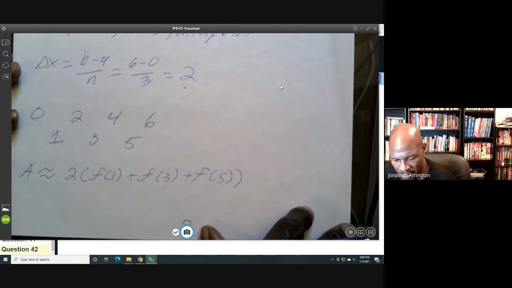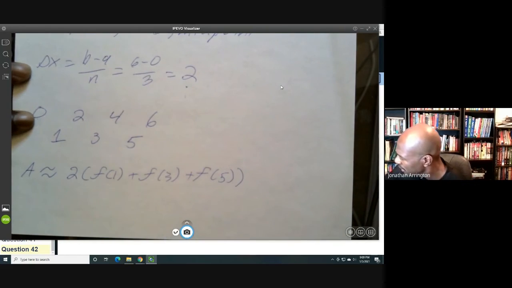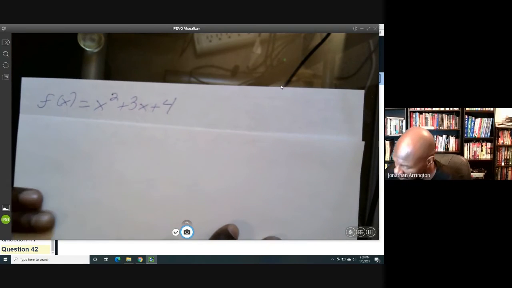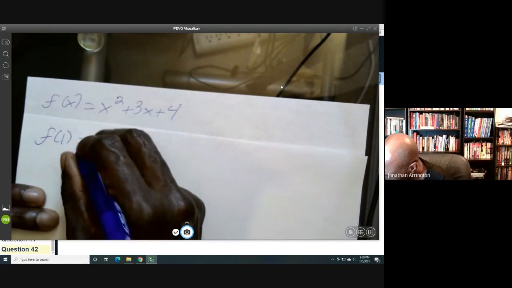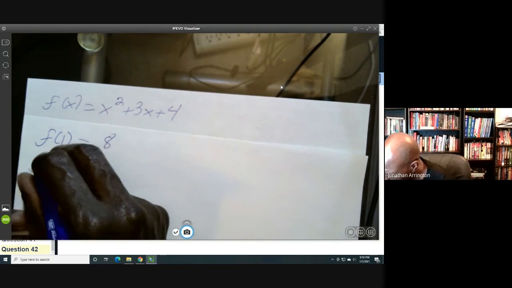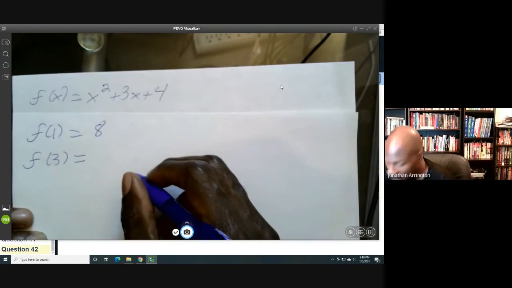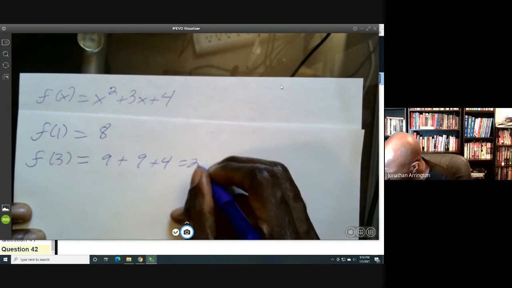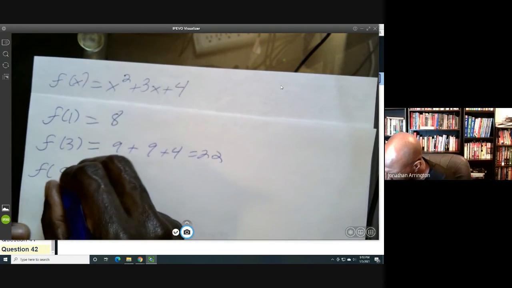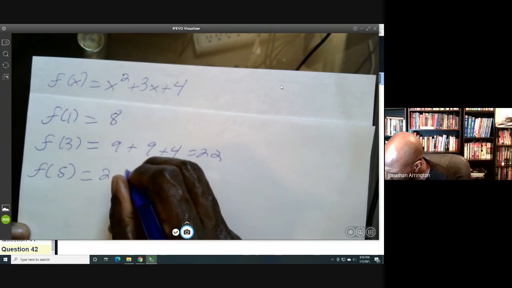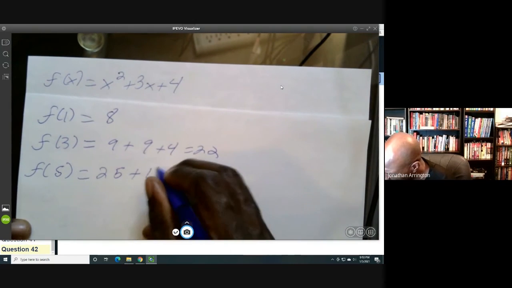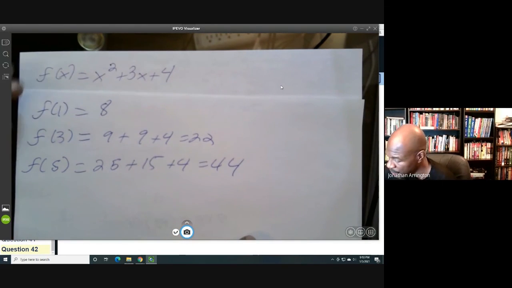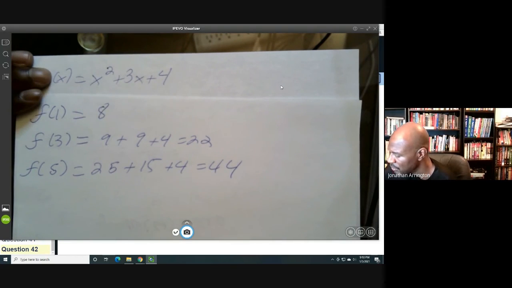All right, so let's figure out what these various values are for f of x quickly. So let me bring f of x back here so I can see it. Let me find first f of 1. That's just 1 plus 3 plus 4. That's 8. Let's next find f of 3. F of 3 would be 3 squared, 9, plus 3 times 3, 9, plus 4. So that's 22. And then let's find f of 5. F of 5 would be 5 squared, 25, plus 5 times 3, 15, plus 4. So that's 44. So 8, 22, 44 are the respective values for f of 1, f of 3, and f of 5.